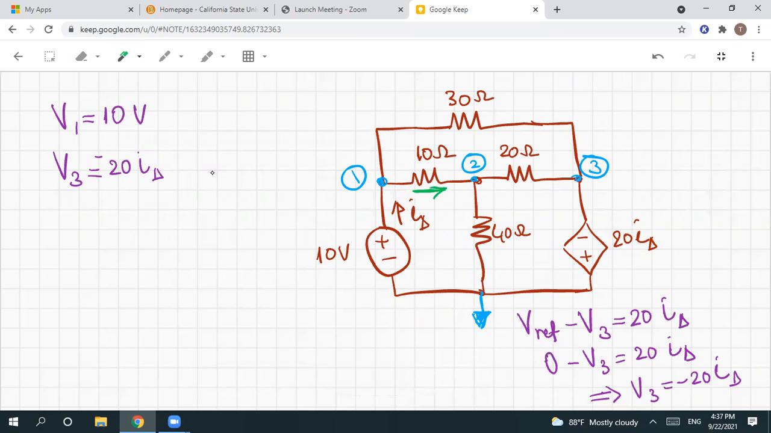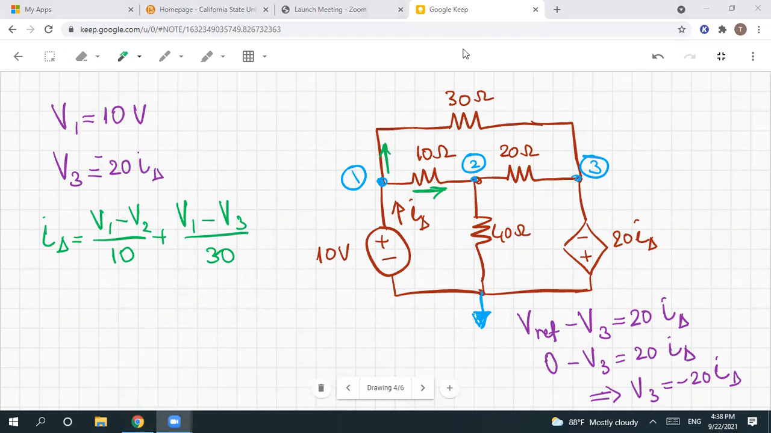So I delta will be this current plus this current. And so I delta is equal to the first current, which is V1 minus V2 over 10, plus V1 minus V3 over 30. Okay, is it clear for all of you? Yes, it's clear. So I delta is equal to this value.